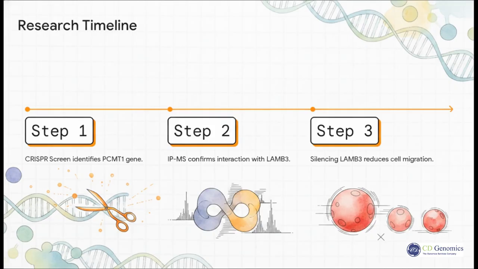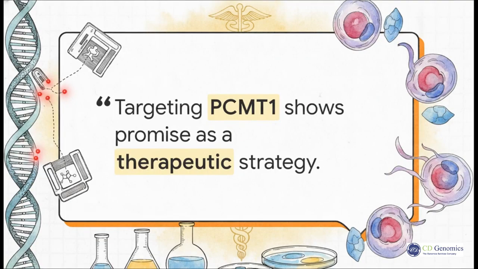The data paints this perfect narrative arc. Step 1. The CRISPR screen flags PCMT1 as essential for anoikis resistance. Step 2. Further IP-MS analysis confirms that PCMT1 directly interacts with the extracellular matrix protein LAM3. Step 3. Functional studies prove that silencing LAM3 visibly reduces cell spheroid formation and migration. Boom. Cause and effect. So, what does this all mean?